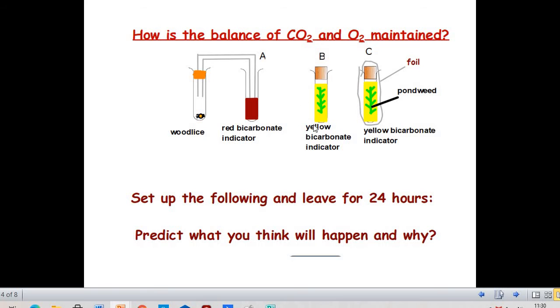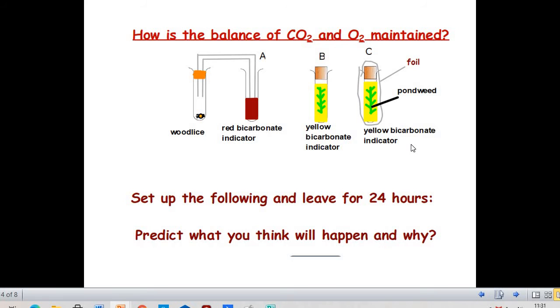In this tube B, you've got yellow bicarbonate indicator, so I've done something to turn that yellow. Think about how I've changed that yellow, and I've put some pondweed in there, and that is a plant that lives in water. And this one is the same as B, but the only difference, look, is I've covered it entirely in foil that you wrap your sandwiches with. So the entire tube, including the stopper, look, is covered in foil.